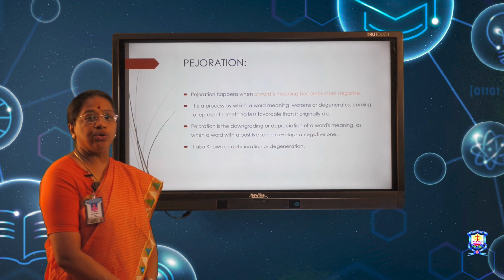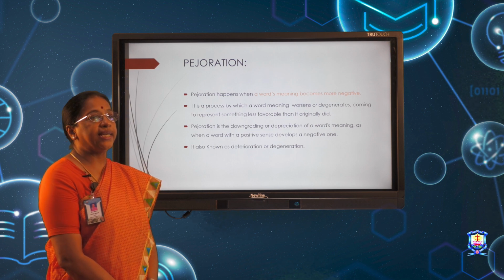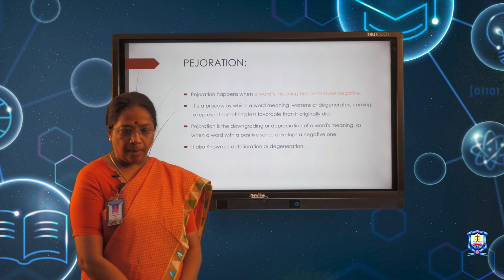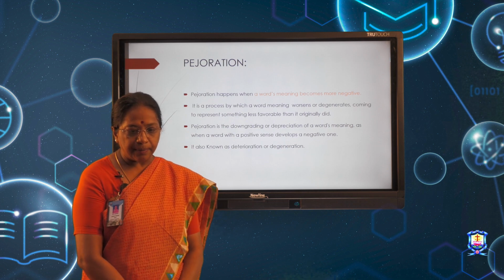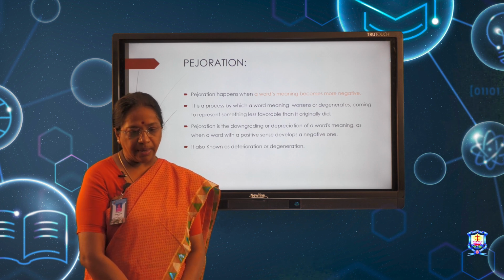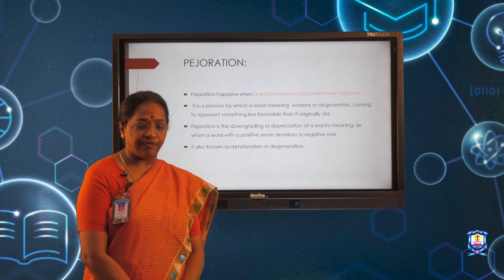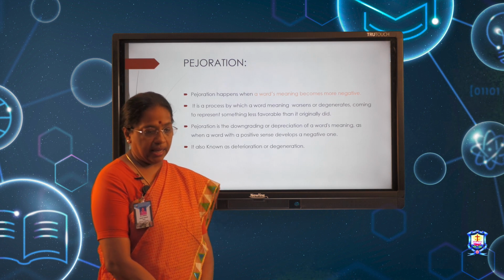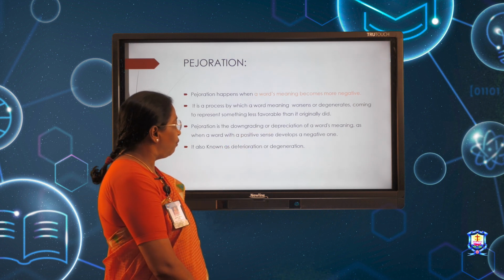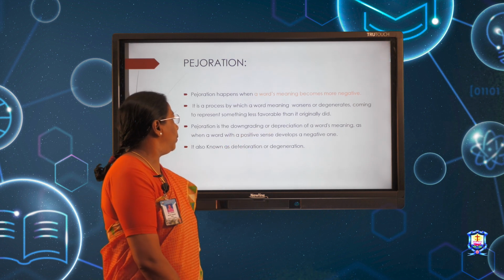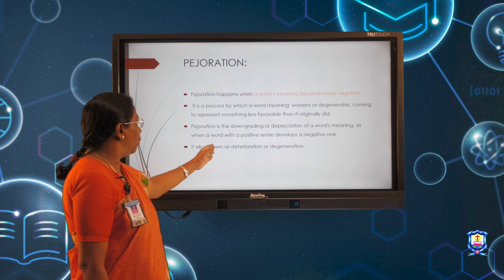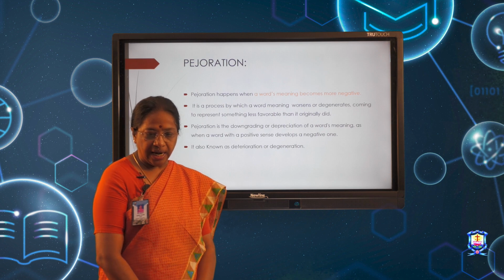Then we have the second tool of writing or language. It is nothing but pejoration. It happens when a word's meaning becomes more negative. It is the process by which a word's meaning worsens or degenerates, coming to present something less favorable than it originally did. Pejoration is the downgrading or depreciation of a word's meaning, as when a word with a positive sense develops into a negative one. It is also known as deterioration or degeneration.